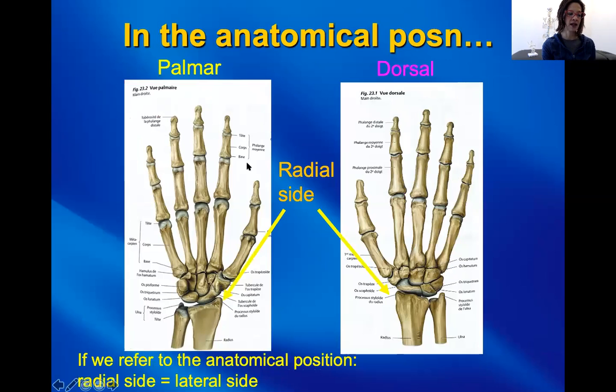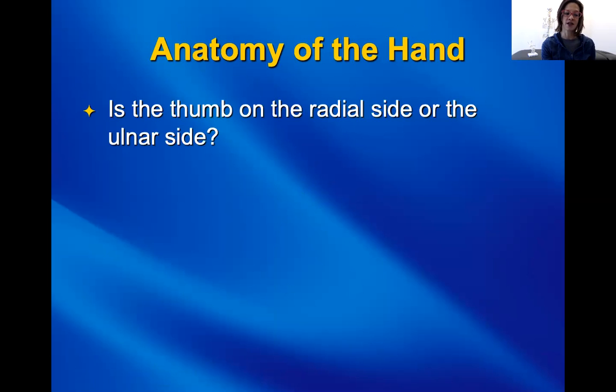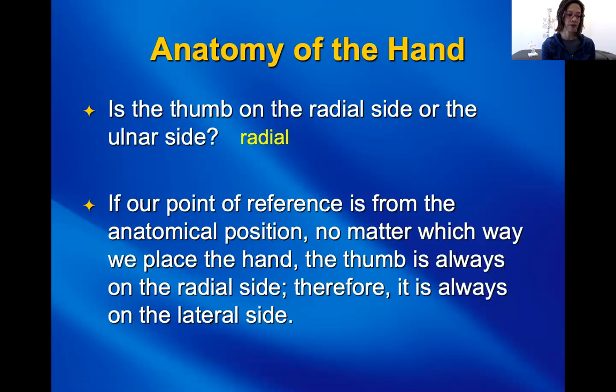Now, the radial side, whether I'm looking at the palmar surface or the dorsal surface, no matter which way I change my hand, the radial side is always in line with the thumb, or it's also considered the lateral side. So now we know, is the thumb on the radial or the ulnar side? The radial side. Now, if our point of reference is the anatomical position, no matter which way we place the hand, the thumb is always on the radial side. Therefore, it is always on the lateral side.